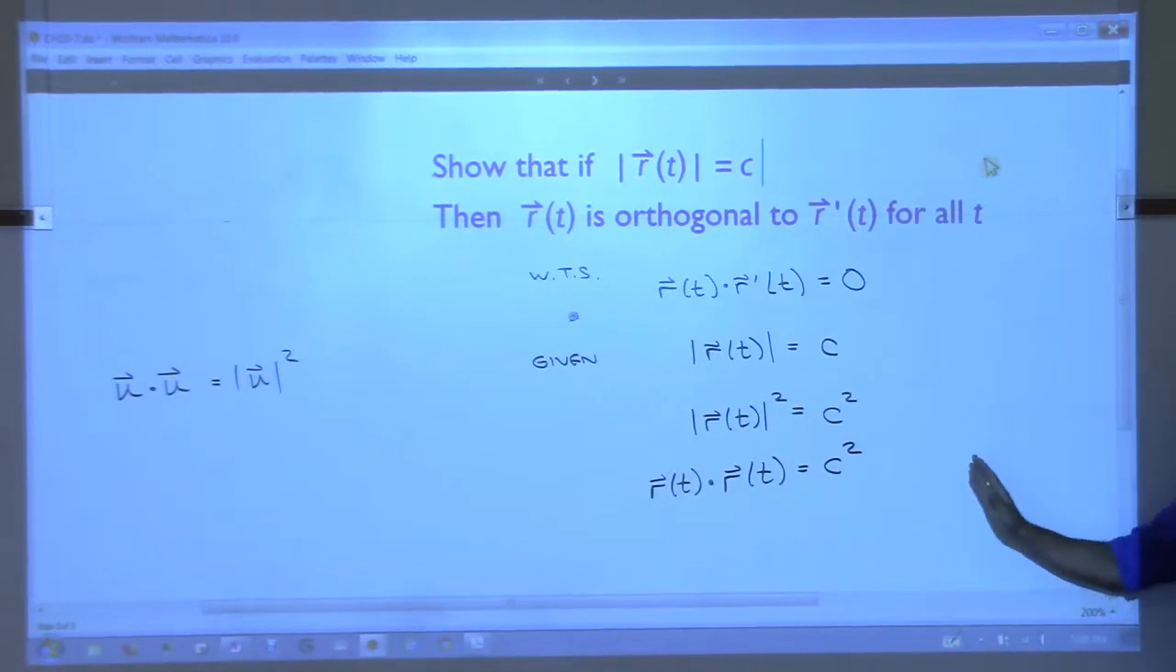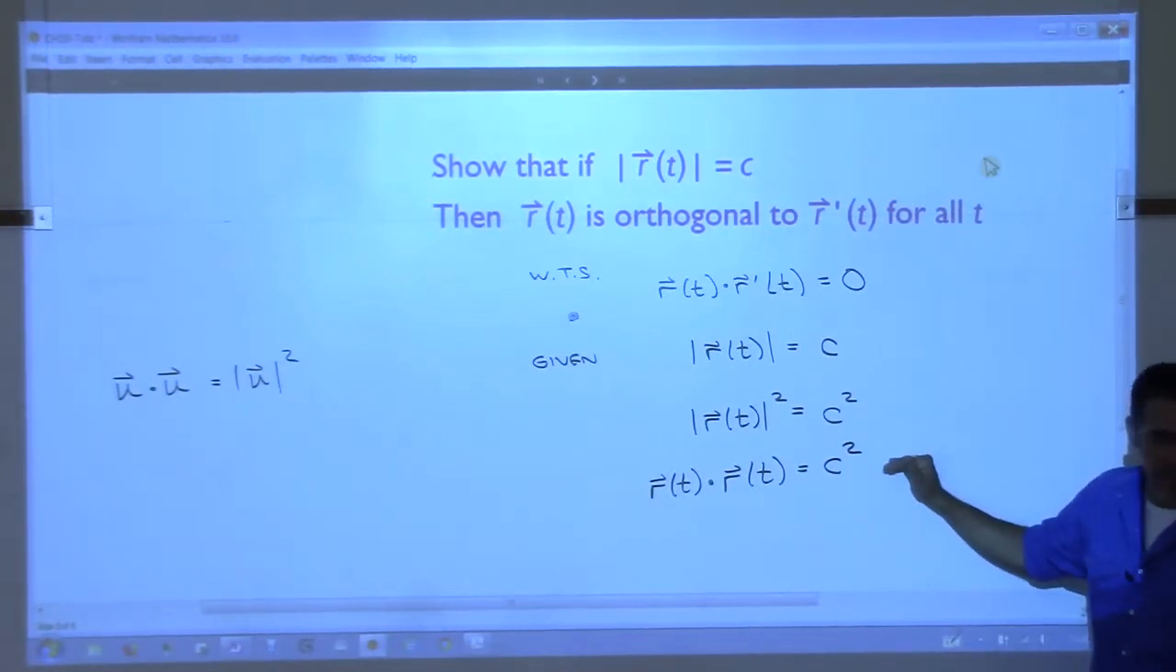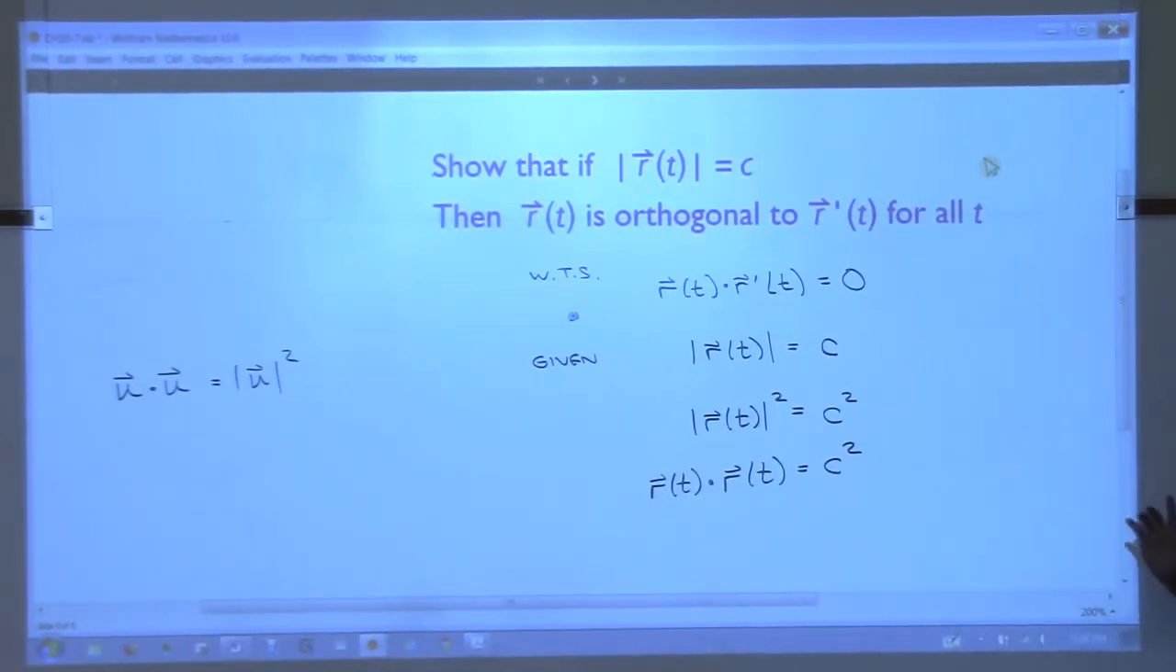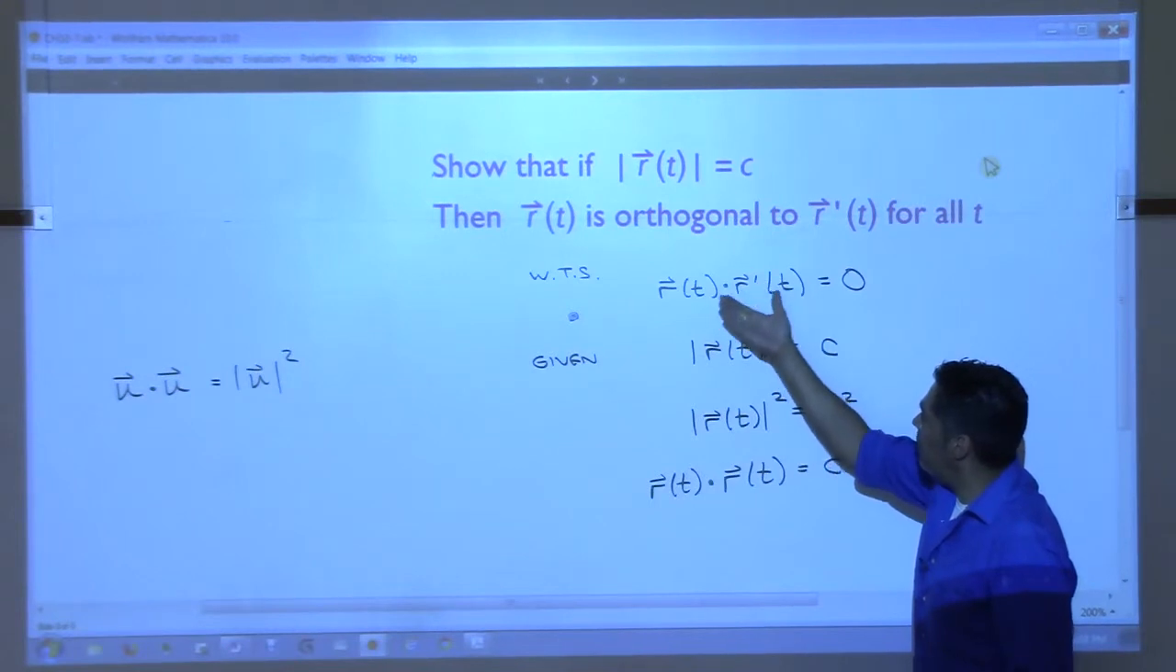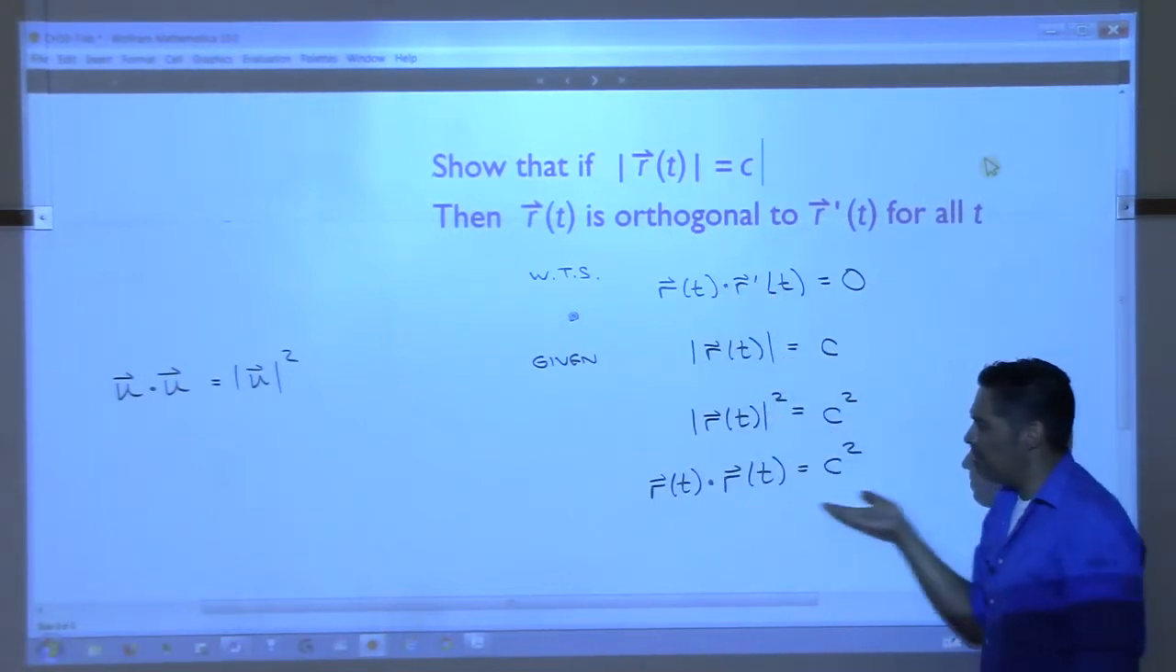Now, that's not what I'm trying to show, right? Yes. But at this point, do something mechanically to this. I need to get an R with an R prime somehow dotted together. I need to somehow get that expression out of this expression.